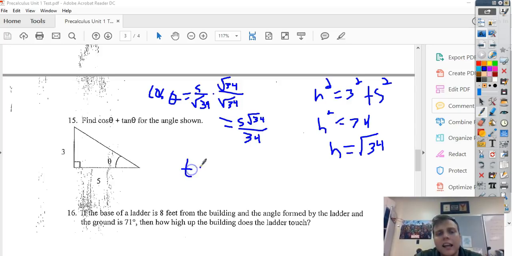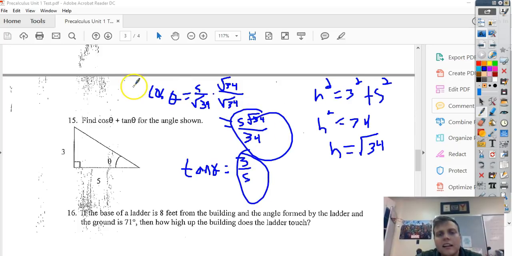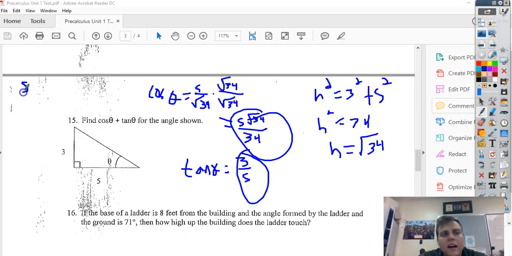Now I need to do tangent of theta. Tangent of theta is equal to opposite over adjacent. Opposite is 3, adjacent is 5. So 3 over 5. Now I have both cosine of theta and tangent of theta. Now I need to add these together. So 5 square roots of 34 all over 34 plus 3/5.